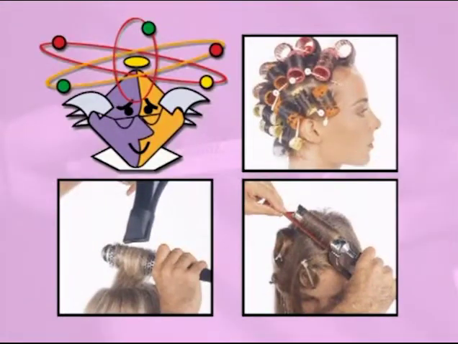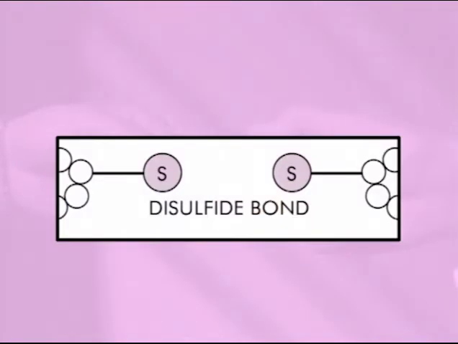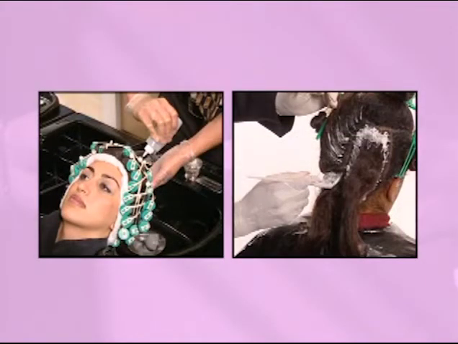And remember, styling hair with rollers, a blow dryer, or curling iron is a physical change. The disulfide bond is formed when sulfur-type side chains join with other sulfur-type chains. Many chemical services, such as perming and relaxing, directly affect the disulfide bond by either breaking the disulfide bond or reforming it in a new shape. This process is a chemical change.